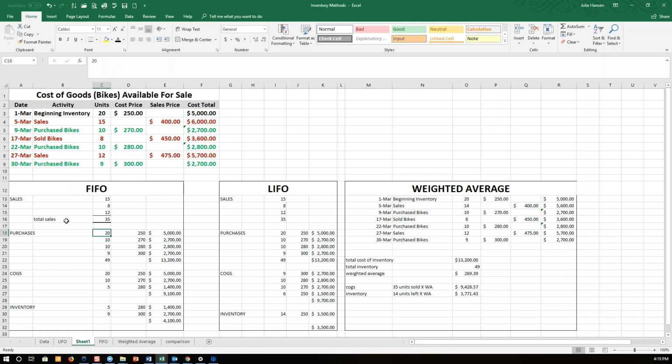Now, these are my purchases. I basically took these from the table above. There was my beginning inventory of 20 units at $250, 10 units at $270, and so on and so forth. So I have 49 total units in inventory. Okay, so what do I need to do? Well, I need to get 35 units so I can actually cost them.